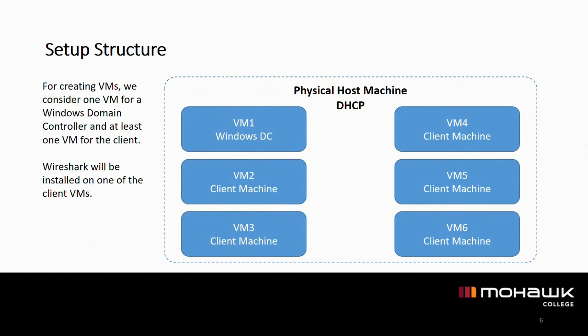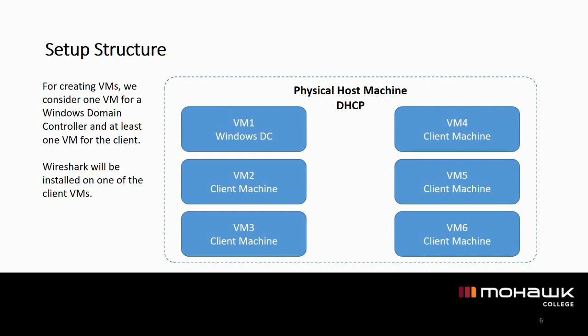In this figure, you can see the setup structure of the whole system. We have a physical host machine for implementing our desired Dynamic Host Configuration Protocol. We need to create one virtual machine for the Windows domain controller and at least one virtual machine for the client machine. All these machines must be created on the server. Wireshark will be installed on one of the client virtual machines.